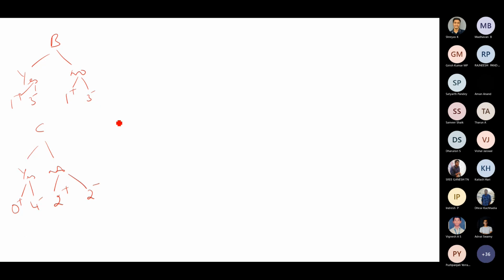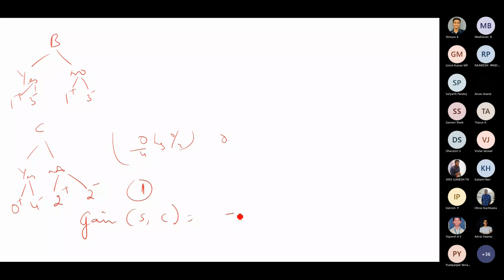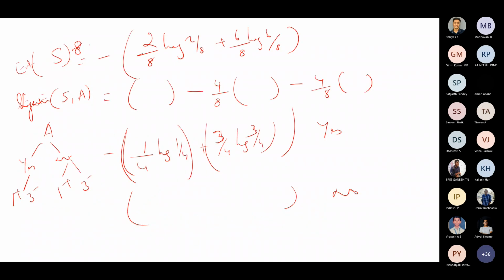Okay, so entropy of C will be 0 by 4 into log 0 by 4, which will be 0, and this will be 1. So gain of S comma C will be whatever is this value minus 0 minus 4 upon 8 into 1, which is 4 by 8, is 1 by 2, 0.5. So the total gain minus 0.5 will be gain of S comma C. Gain of S comma A and S comma B will be the same. So which has the maximum gain?